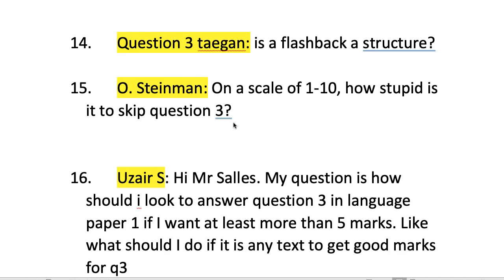Uzair S: My question is, how should I look to answer question 3 if I want at least more than 5 marks? Well, you just need to make sure that you talk about the beginning and the ending, which is the climax, and then at least one other change of focus. Probably 2 more changes of focus. That will give you 4 changes of focus, and each time you're going to relate it to why the author has done that, that should get you more than 5 marks.